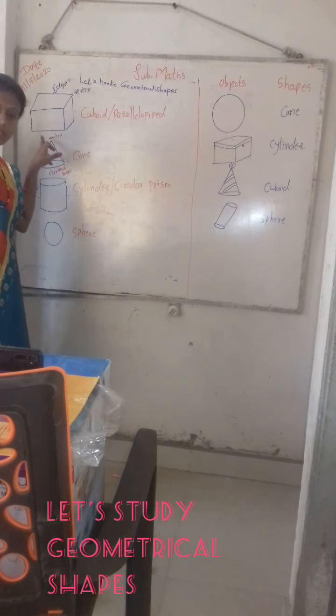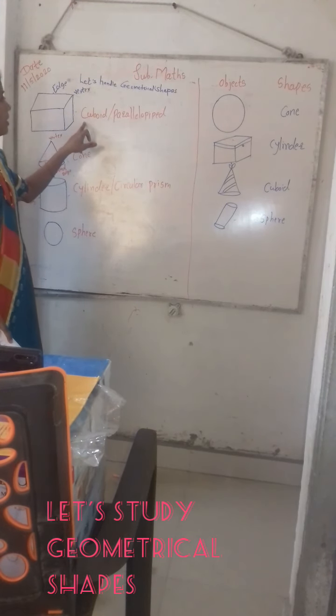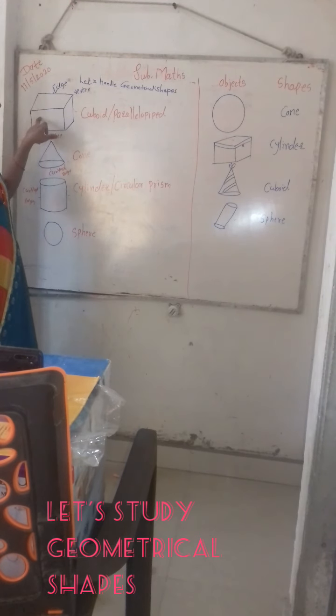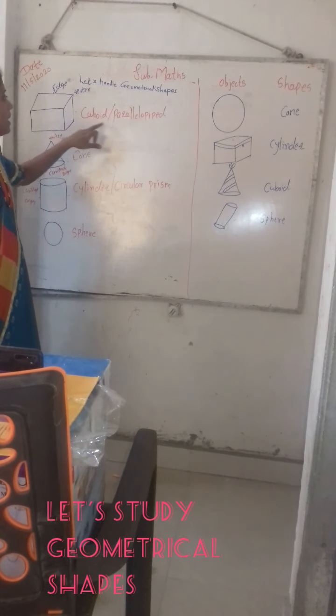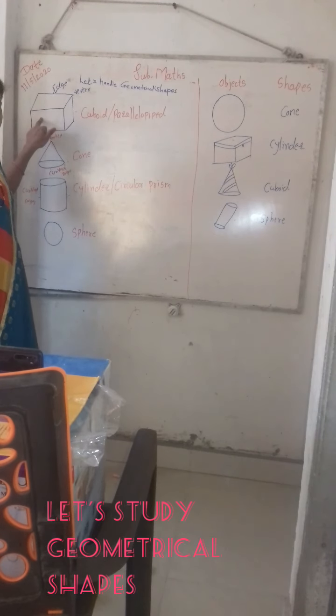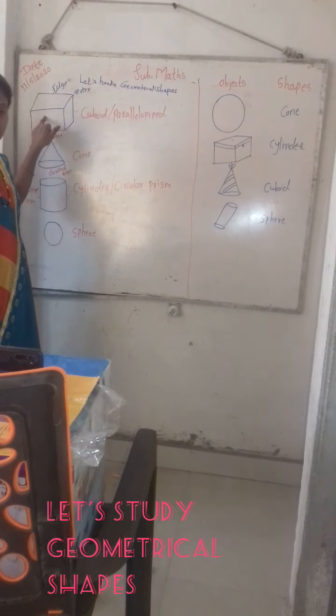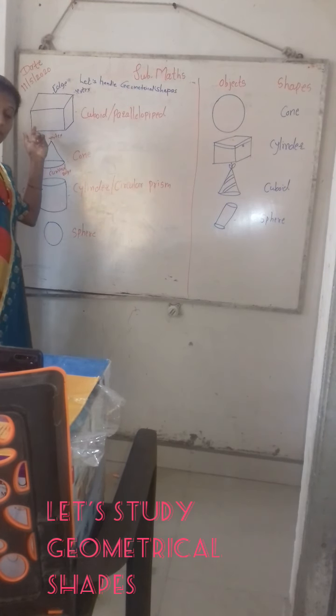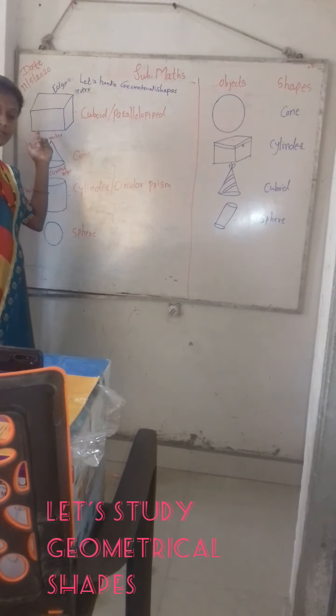Here I have drawn so many shapes and I have written the names of those shapes. First of all, we will study our cube shape, that means cuboid. We can call cuboid a parallelepiped. So how many vertices does it have? I have told you, 8 vertices. 1, 2, 3, 4, 5, 6, 7, and the other one is on the hidden side, 8.